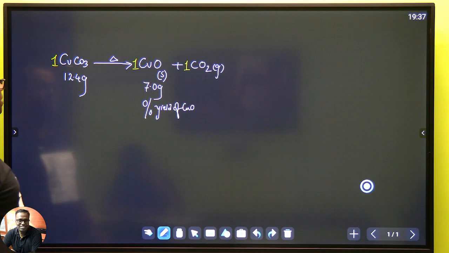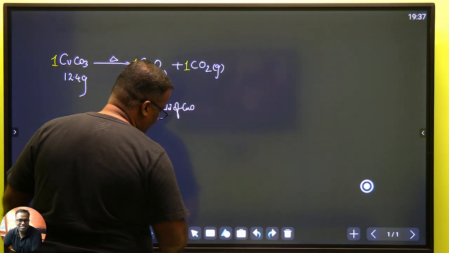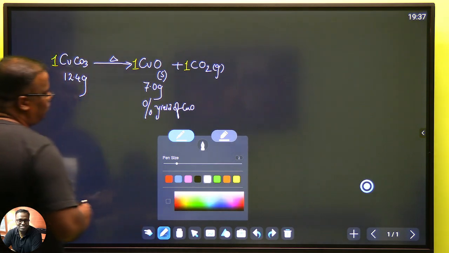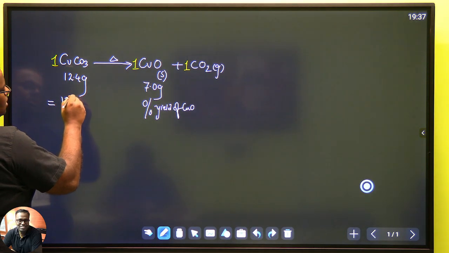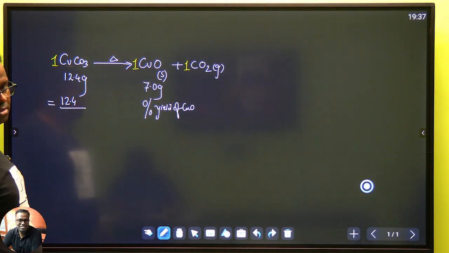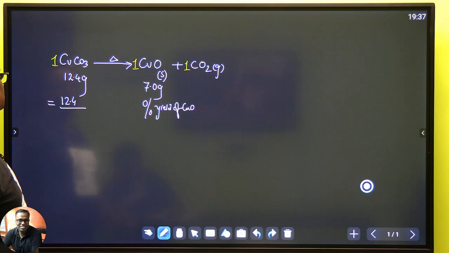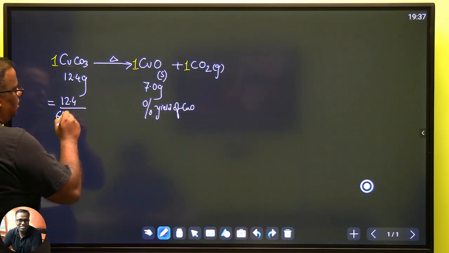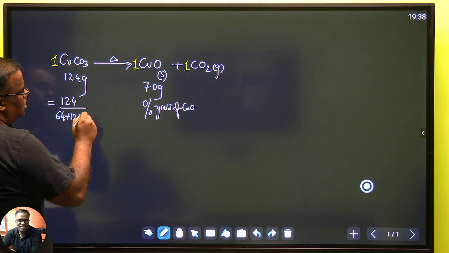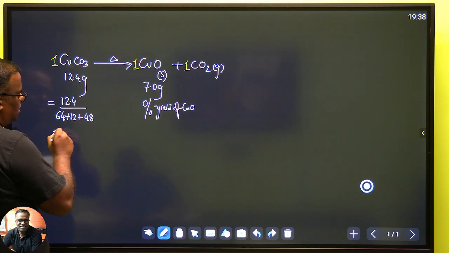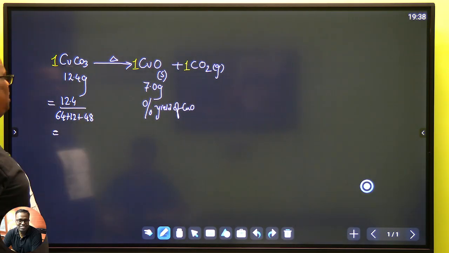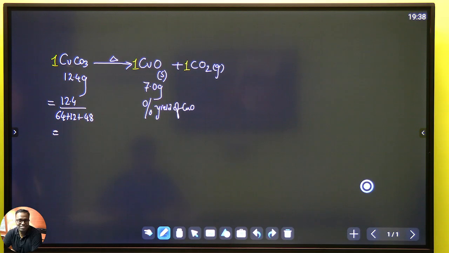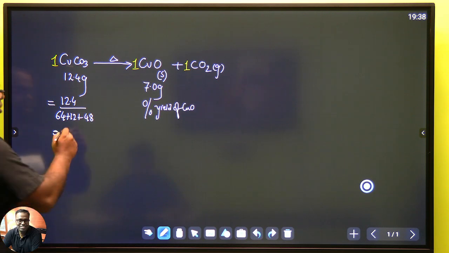Now, how much did you burn? You burned 12.4 grams of copper carbonate. Convert this into moles: given mass over molar mass. Copper is 64, plus carbon is 12, plus oxygen is 16 times 3, which is 48. Tell me how much is it? 124. So 12.4 over 124 is 0.1. All of you got 0.1 mole?